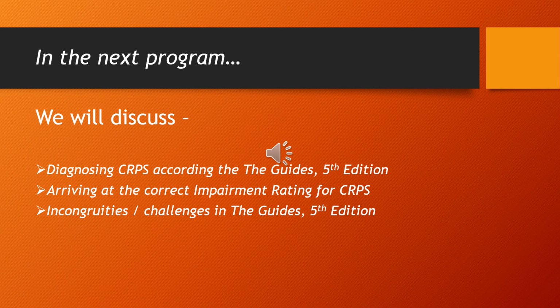So in the next program, we're going to uncover how the AMA Guides 5th edition addresses this condition. We'll discuss how to make a correct diagnosis according to the guides and how to arrive at a correct impairment rating for an examinee, and finally some of the incongruities that the AMA Guides 5th edition reveals as we attempt to rate the examinee.